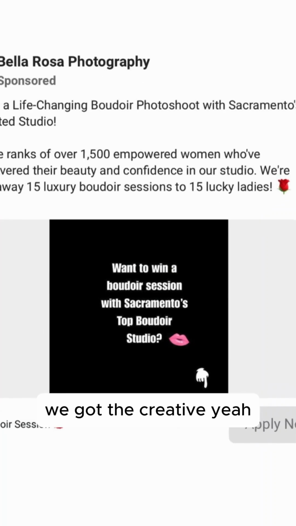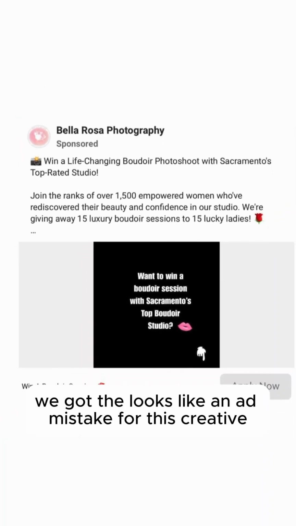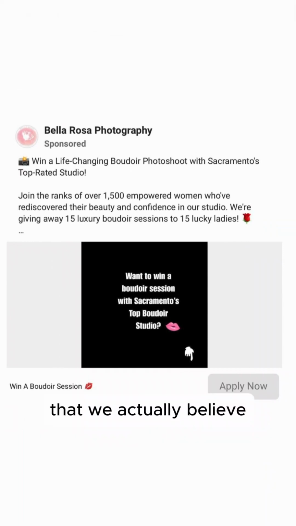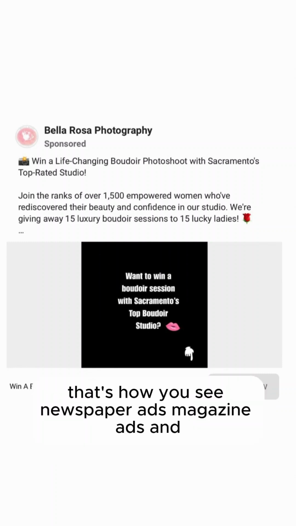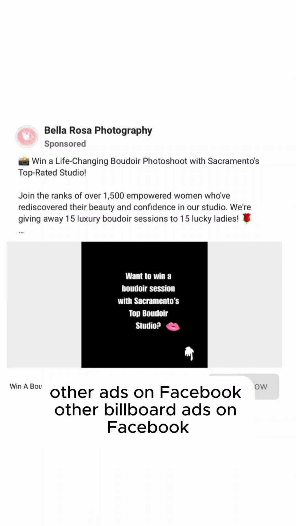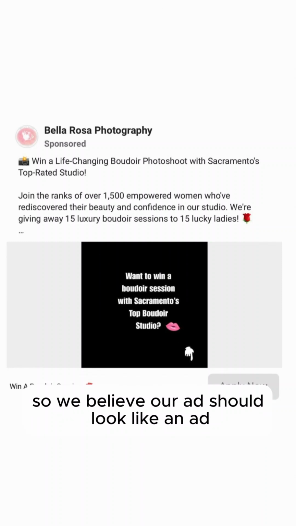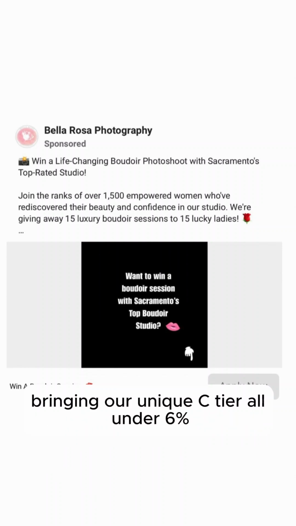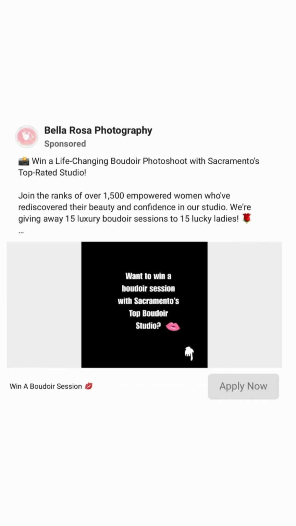We got the creative. Yeah, we got the looks like an ad mistake with this creative. So the false belief that caused us to make this mistake is that we actually believe an ad should look like an ad. So that's how we've seen newspaper ads, magazine ads, TV ads, other ads on Facebook, other boudoir ads on Facebook. So we believe our ad should look like an ad. But this is incorrect. This causes more women to scroll on by than necessary, bringing our unique CTRL under 6%.